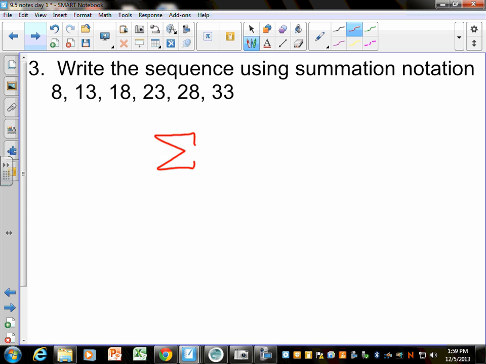And every time you're going to write your sigma, your top number is going to be how many terms are in this pattern. How many terms are in this pattern? 6. 1, 2, 3, 4, 5, 6. That's my top number.